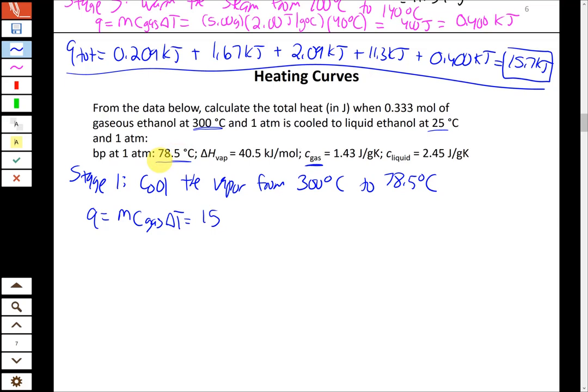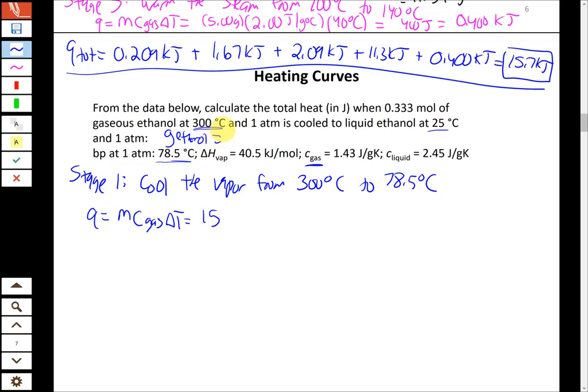So once you cool it to the boiling point, that's when it's going to start condensing. So we're going in the opposite direction this time, but at the boiling point, that's where the liquid and vapor will interconvert. Now, we need the grams of ethanol in this case, which I think I forgot to give you. So I gave you moles. I didn't give you the formula for ethanol.